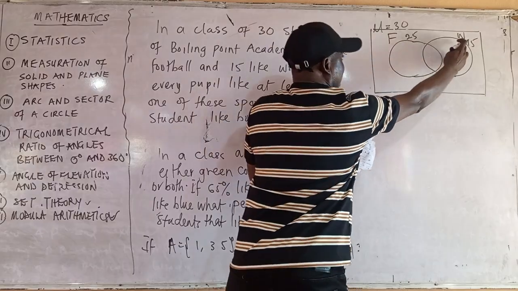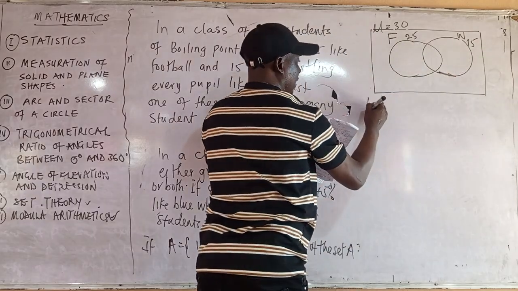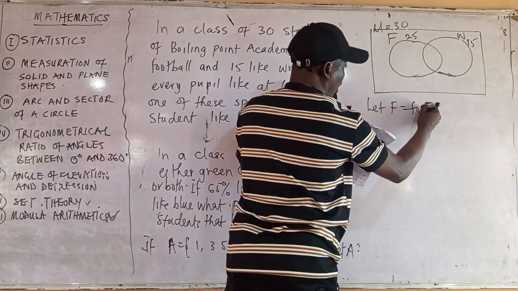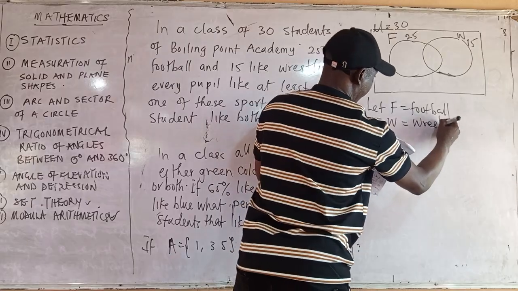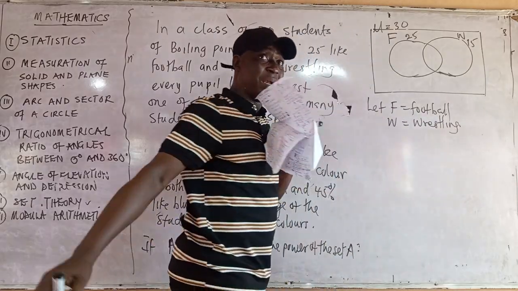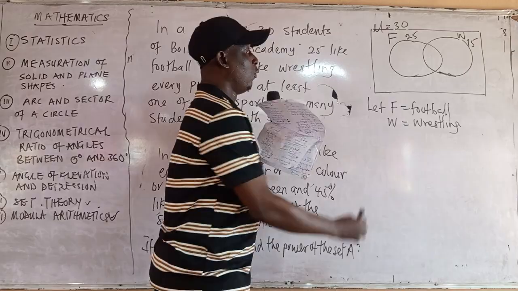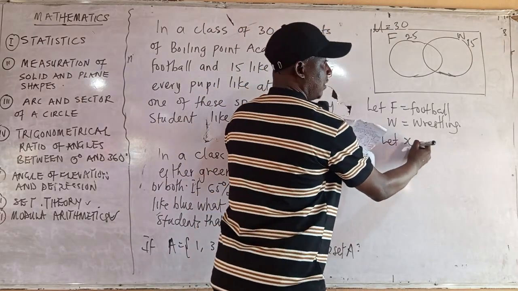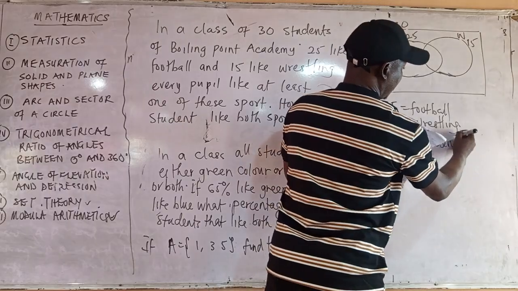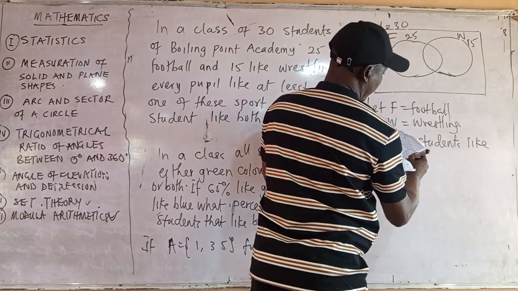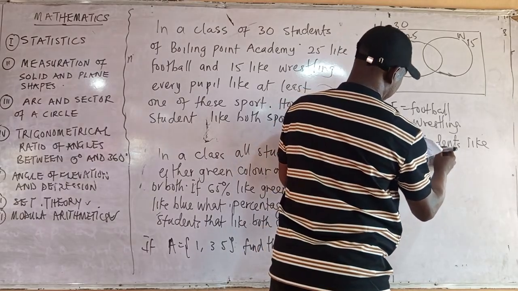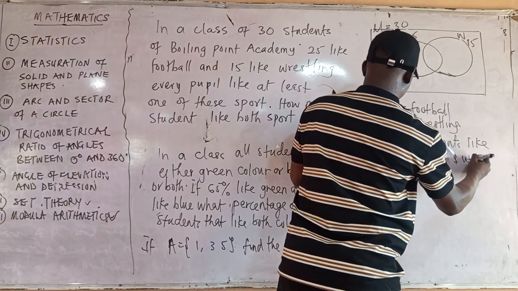That like both football and wrestling. So let F be equal to football, and let W equal the wrestling. Now what do we say? Let X students like both football and wrestling.